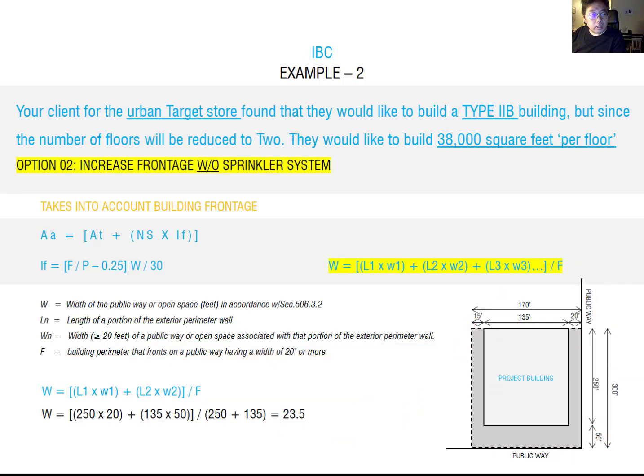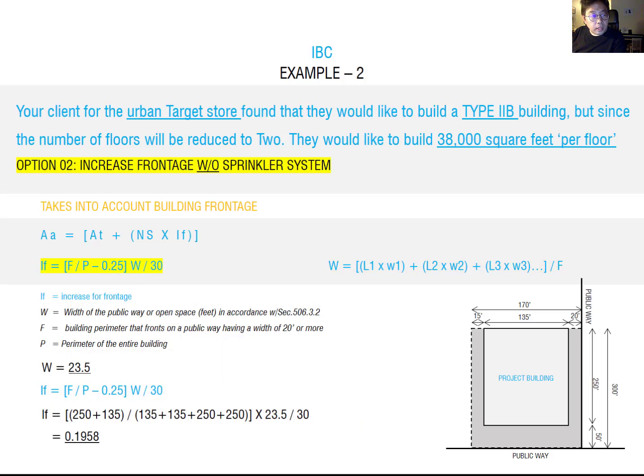So from the calculation, we are getting the W value here. So 23.5, right? Now you have to use this 23.5 to apply here to calculate the IF value. Okay, so let's do the next step. Then let's calculate this IF value, which is the increase for the frontage value. You already know the W value, which is 23.5. You can simply put these in here, and then you need to know the F value and the P value.